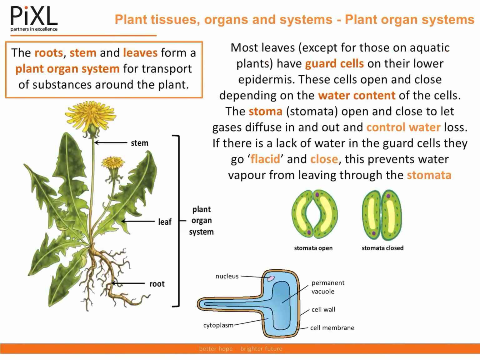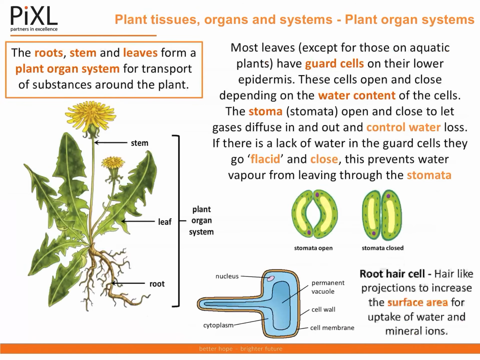We've also got the root hair cell. So that's a picture of the root hair cell that's sticking out of the root. Root hair cells are hair-like projections. That's the wording they will use in your exam. Hair-like projections to increase the surface area. So that is their main job. That's how they're specialised. They've got a surface area much bigger than most other cells, and that allows them to take up water and minerals better.